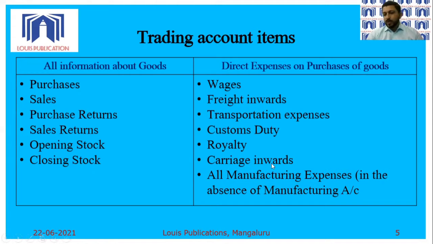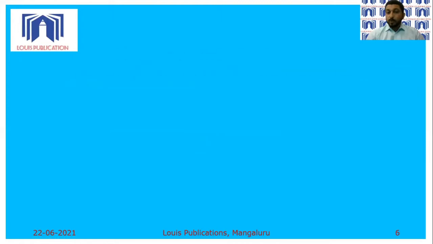Then we have carriage inwards, which is nothing but transportation inwards. When goods are purchased, goods are coming in, and so is the carriage, the transportation. And finally, we have all manufacturing expenses. If there is no manufacturing account prepared, and suppose in the problem you are given factory related expenses, manufacturing related expenses, then all such manufacturing expenses will be shown in the trading account. If there is no manufacturing account to be prepared, all manufacturing and factory related expenses will be shown in the trading account. Let's move further.